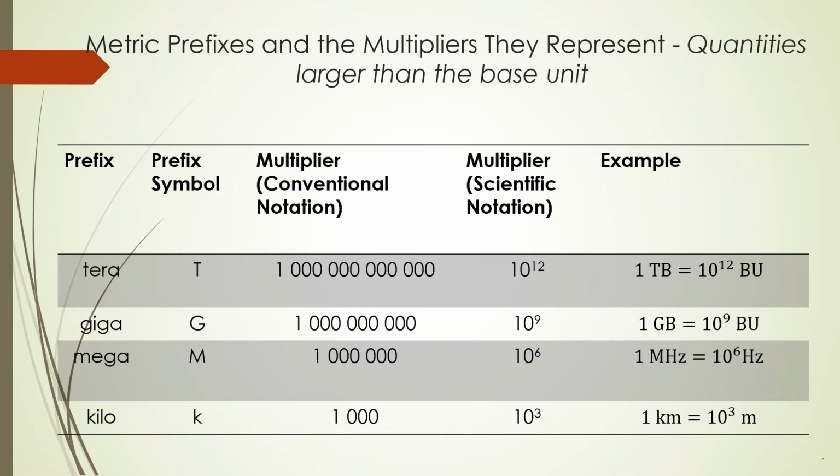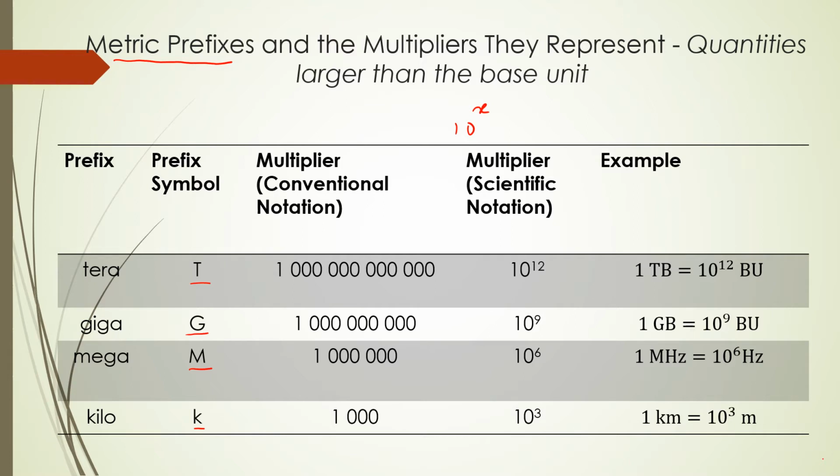The metric system employs prefixes. These are also known as metric prefixes. Each of these prefixes has a unique one-letter symbol. These symbols are shown in this table. For example, T for tera, G for giga, M for mega, and k for kilo. When these metric prefixes precede a base unit, they act as a multiplier to increase the numerical value by a factor of 10 to the x.